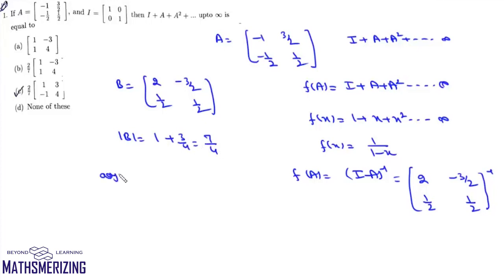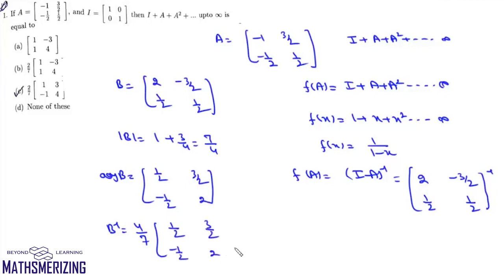Now we'll find the adjoint of B. We have to interchange a and d, so it will be 1 by 2 and 2, and then it will be minus b, minus c, so it will be 3 by 2 and then minus 1 by 2. So B inverse will be 1 upon the determinant of B, which is 4 by 7, times [1/2, 3/2; -1/2, 2]. Now what we'll also do is multiply 2 with every element. So we can write this as 2 by 7 times [1, 3; -1, 4], and that's your option number C.